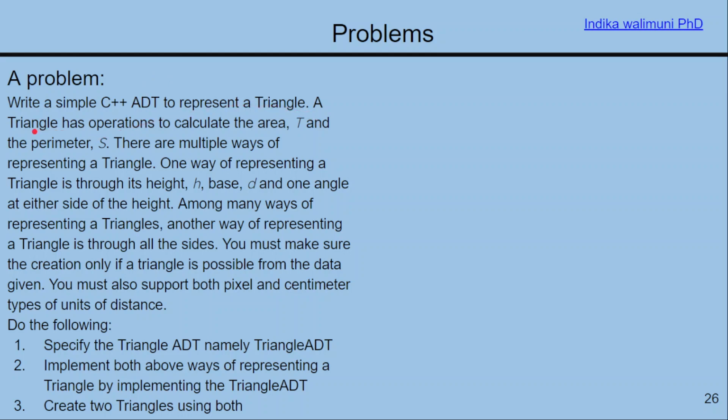Okay, so we're going to keep things simple by only focusing on two ways of creating a triangle. Let's read the problem. A triangle has operations to calculate the area and the perimeter. So these are the logical operations, area T and perimeter S. There are multiple ways of representing a triangle. One way is through its height, H, and base, D, and one angle at either side of the height. And then I think we have the picture over here.